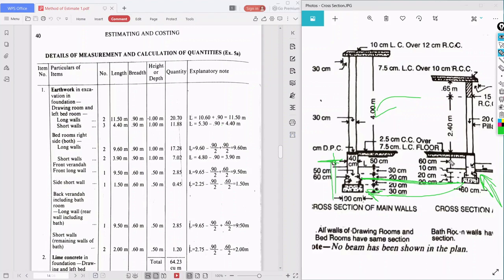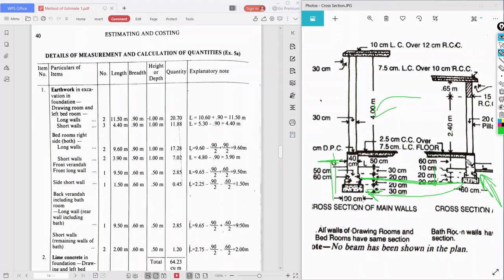And for a 20 centimeter wall, it is 0.50 meter. Keep this in mind: 0.50 meter. So at 1 meter, the main wall trench is there, and at 0.50 meter, the veranda wall trench is there.